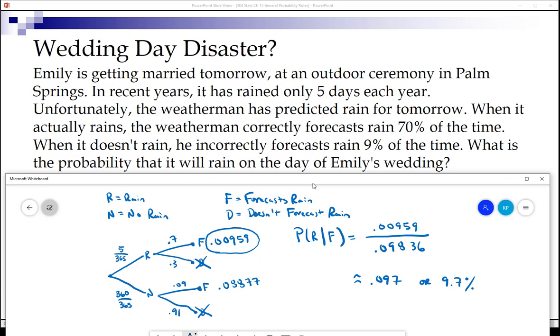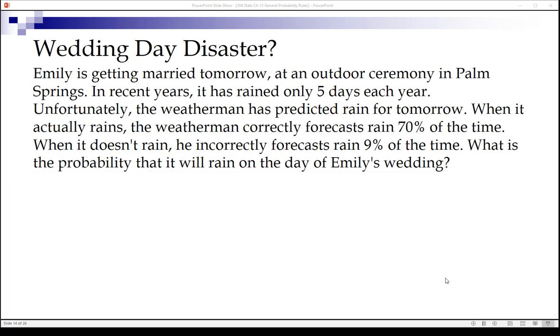So if Emily is getting married in Palm Springs and the weatherman forecasts rain, I would say, you know what, go for it. The chances that it's going to rain are still pretty small. It's only about 10%. Okay, so let's go ahead and look at a few more questions here, and let's see how you guys do on it.